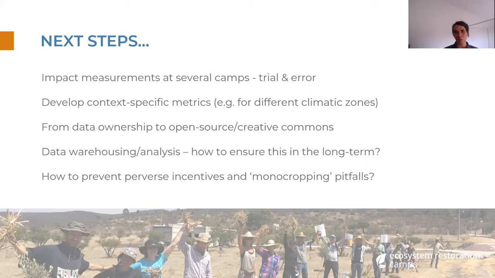I mean, we realize there's a strong bias in this framework, of course, towards terrestrial ecosystems and a more temperate climate. And the foundation is also working on making sure this is all done in a Creative Commons context, and the data is analyzed in the long term too. We're also aware of the danger of perverse incentives that may arise from having data collected at so many different locations. And so the last thing we want to see is, of course, camps being replaced by a monocropping system. So it's just a few things that I think we'll be following up.